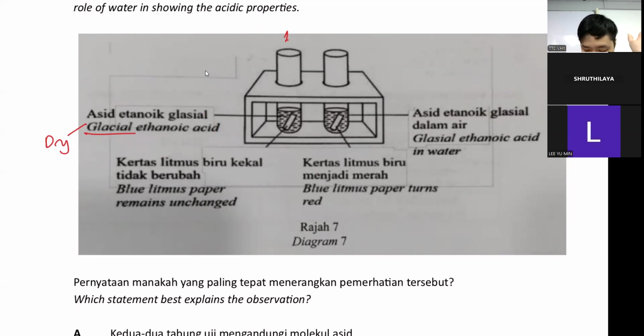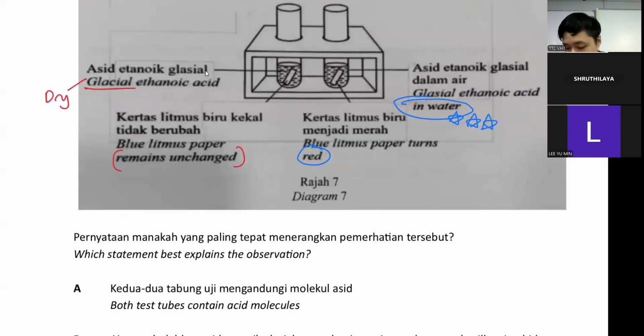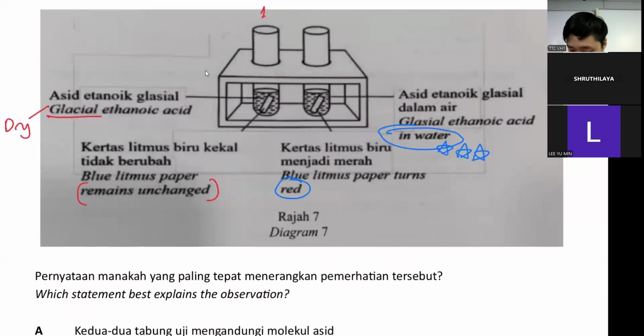If no water, litmus paper no change, kekal tidak berubah. If, the keyword here, if you got water, blue litmus paper turns red. So of course, in this case, why does it turn red? It means the ethanoic acid, the CH3COOH molecule, if you put inside water, is able to ionize.